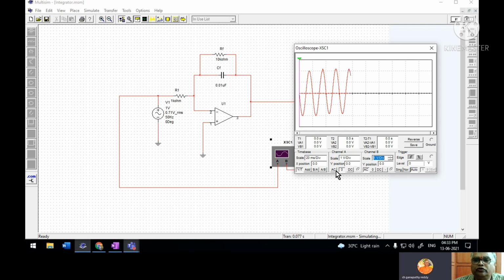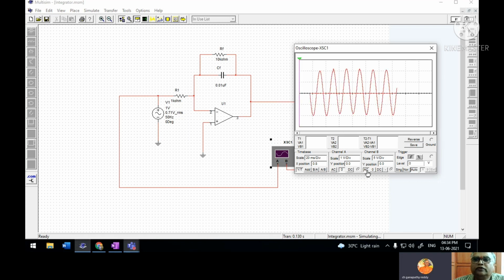So input is 1 volt. First let me show the input only. So this is the input of 1 volt, with 1 volt per division on the axis. So input of 1 volt is applied. Now, the input off, I want to show the output.